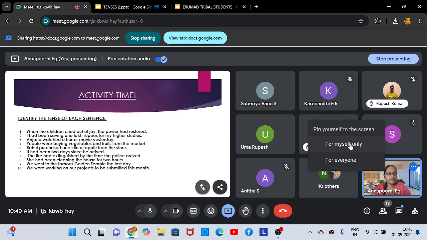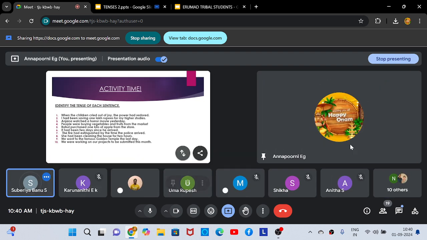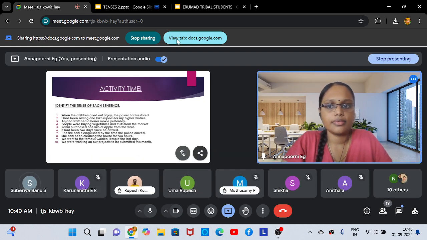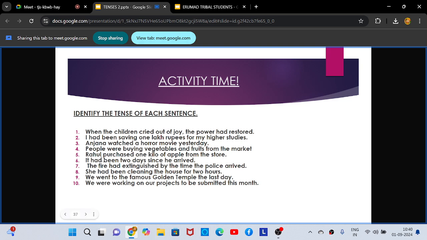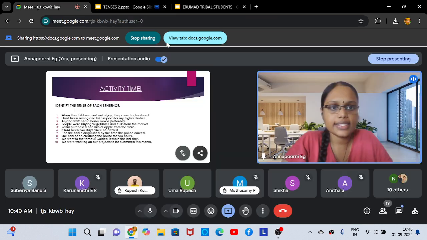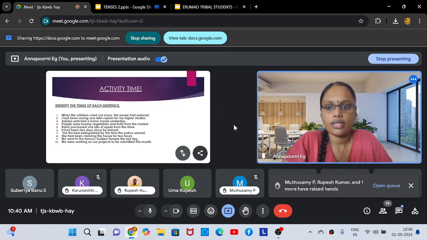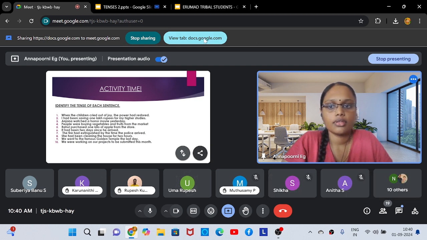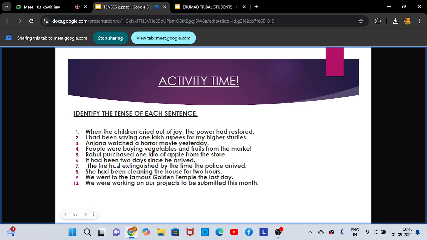Okay. What is the tense? Past tense. What past tense is it? Past continuous? No. Rahul purchased 1 kilo of apple from the store. Any other answers? Does anyone want to try? Yes, Kavini? Past perfect tense. In past perfect tense, had comes. Here, had is not coming. Rahul purchased 1 kilo of apple from the store. Subject plus V2 plus object. What is the tense?